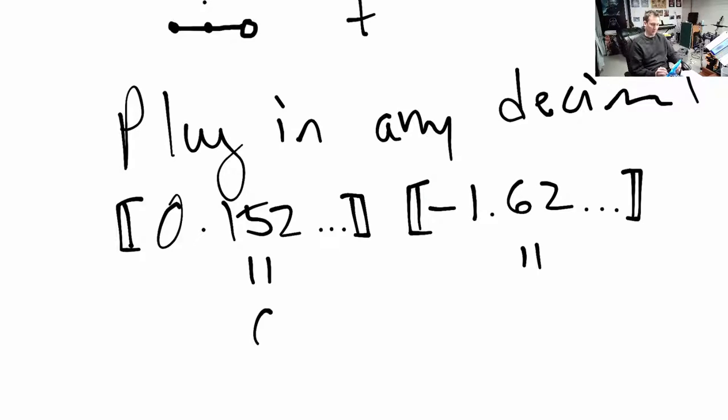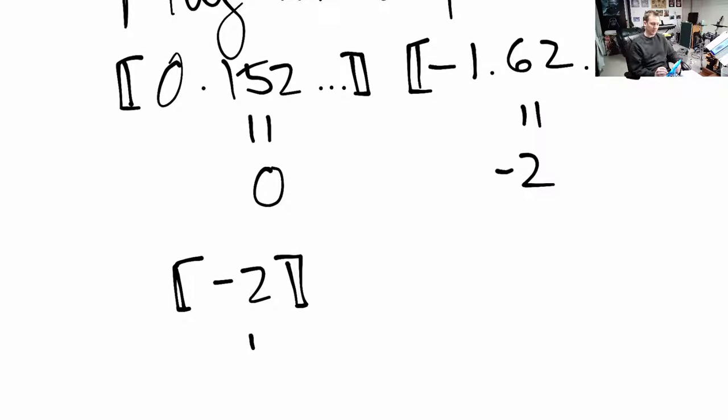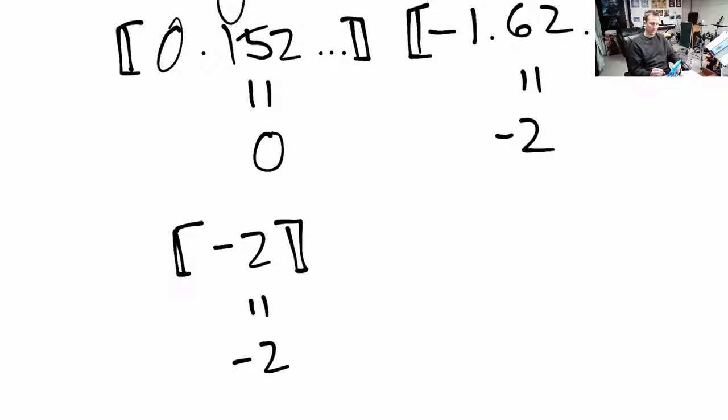So this rounds down to 0. This rounds down to -2. You're just rounding to the next smallest integer. And that's why when you plug in something that is an integer, there's no rounding that needs to happen. That's just -2. Rounding an integer down to the next integer does nothing.